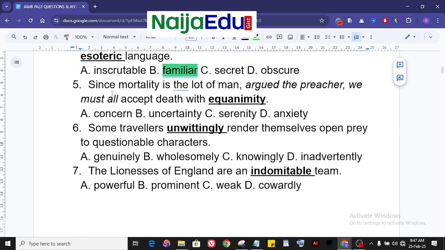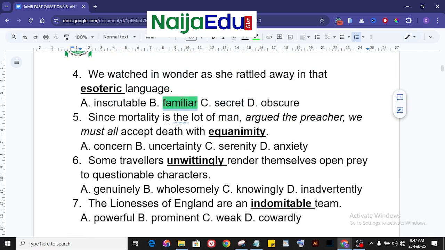So number 5 question says, "Since mortality is the lot of man, argue the preacher, we must all accept death with equanimity." The meaning of equanimity is calmness or composure. So since mortality is the lot of men, argue the preacher, we must all accept death with calmness. That is what that means.